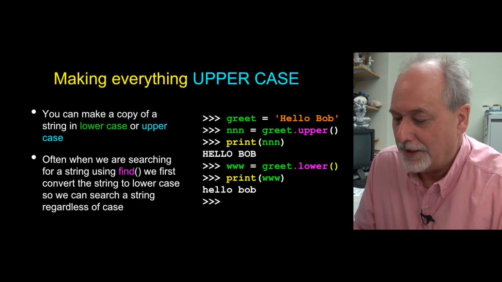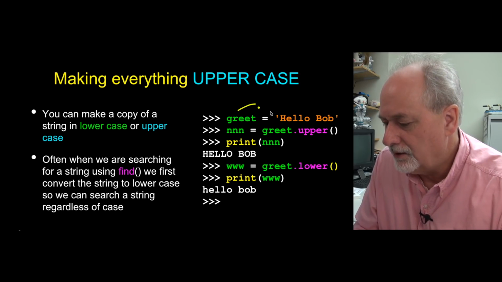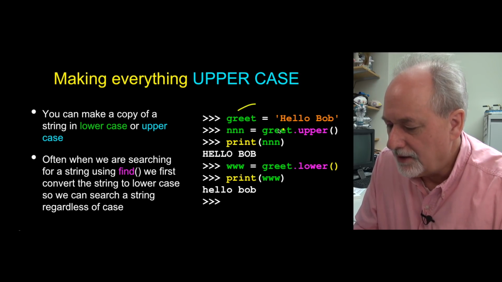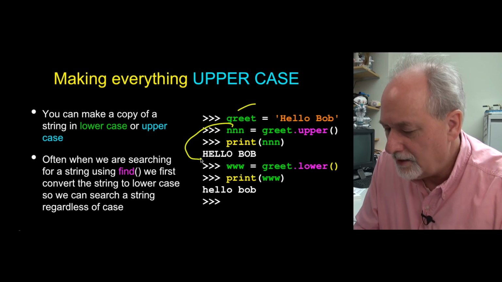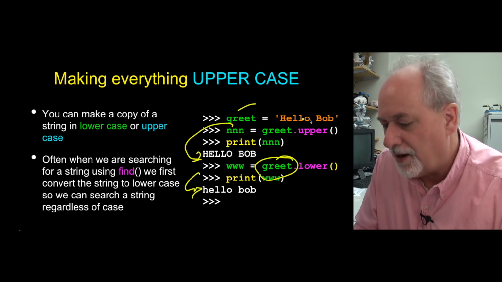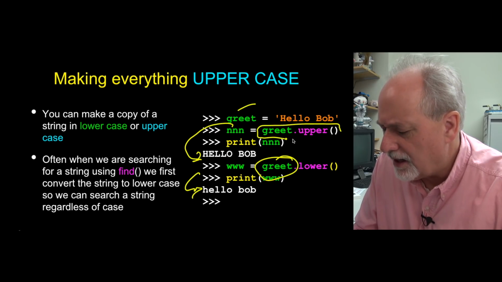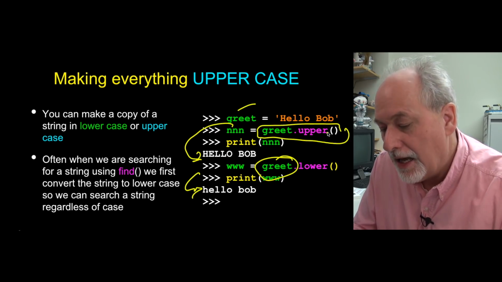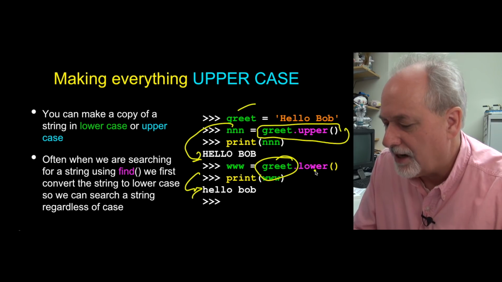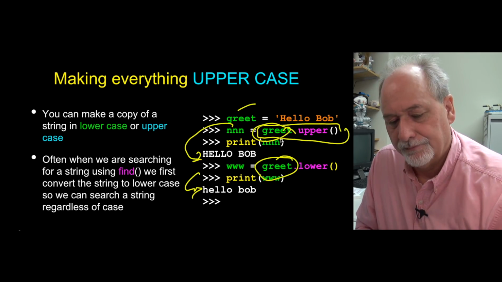Converting things to upper or lower case, there is an upper method and a lower method. So greet.upper means the uppercase is HELLO BOB. Greet.lower means that is the lowercase hello bob. And greet is unchanged. Greet is still hello Bob with upper and lower, because each of these methods basically says, I'm going to give you back an uppercase copy or a lowercase copy of the original thing without changing the original thing.